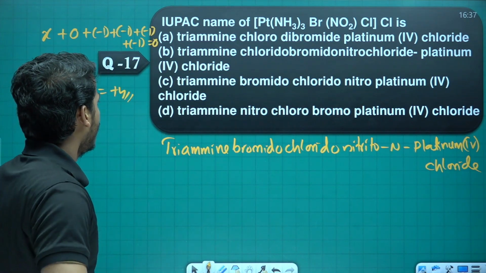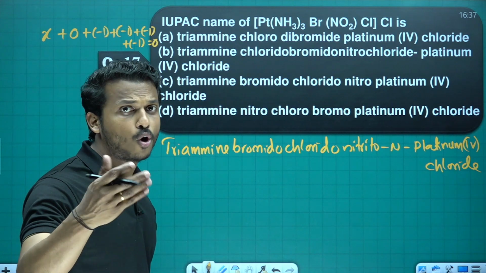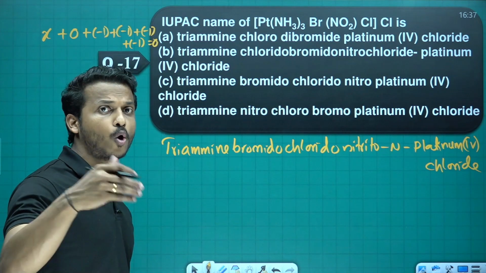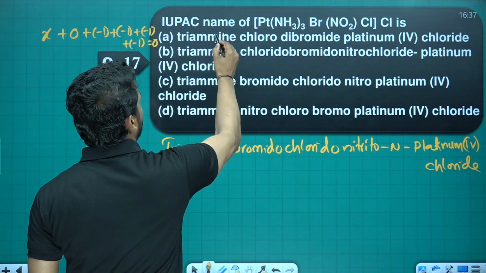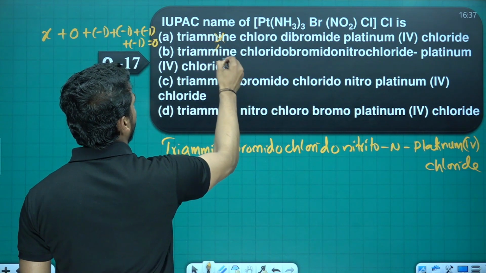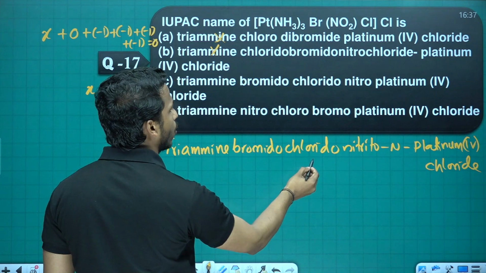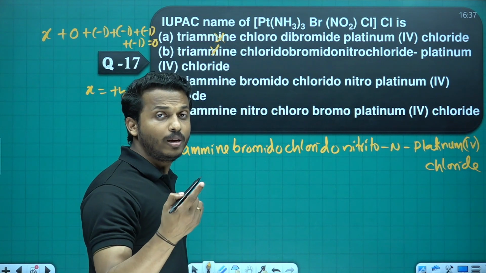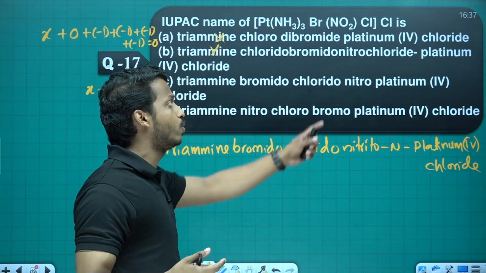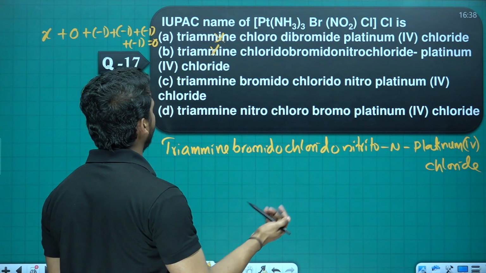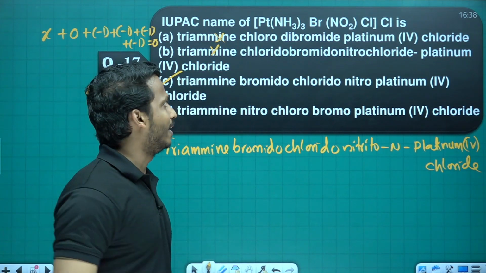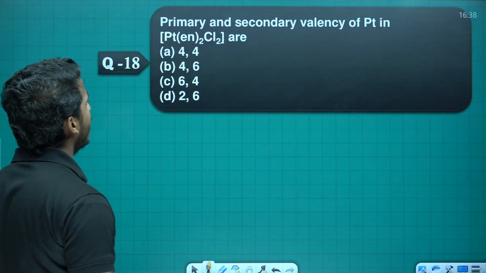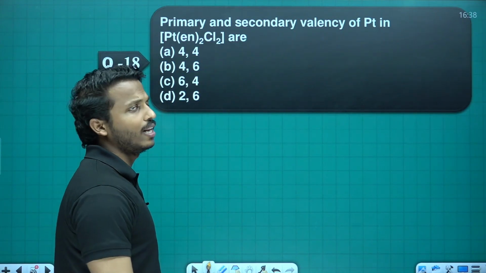Check it all. Triammine, chlorido or chloro we can apply, okay? Similarly, bromido, bromo. So triammine, bromido. So this is not correct. Triammine, bromido, chlorido, nitro. Nitro means nitrito-N, or sometimes they use it as nitro. Platinum(IV) chloride. Yes, option C is the most suitable one. As per the rule, it is correct.